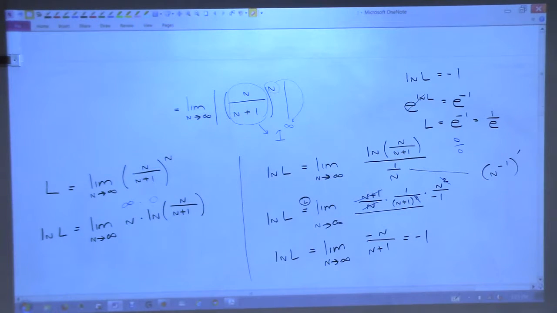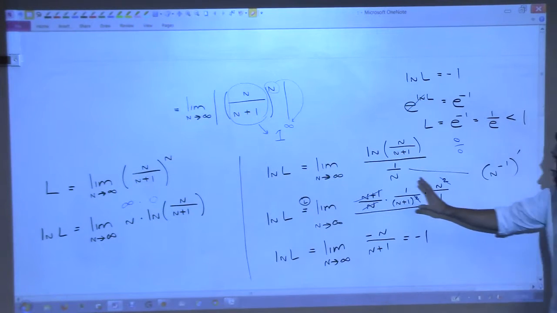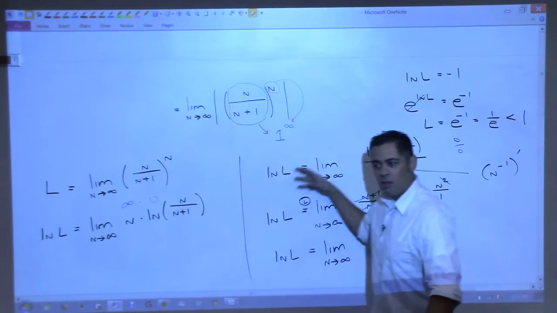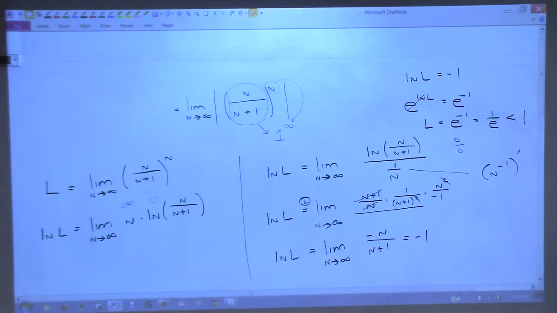And 1 over E is smaller than 1, isn't it? 1 over E is smaller than 1, which means it converges. That was a lot of work, okay? That was a lot of work, especially this part right here. We had to dig deep back into the cracks of our short-term memory to try and find it.